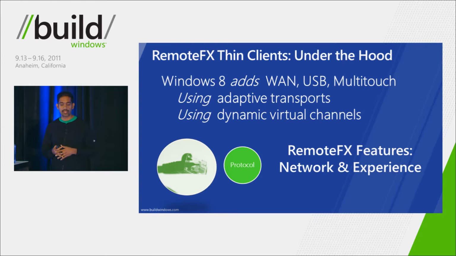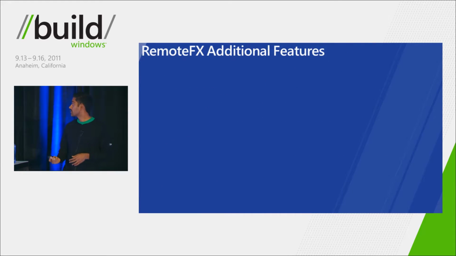And with USB remoting, you'll get access to the same kinds of devices in a remote desktop environment as well. And finally, I know you've heard a lot about multi-touch at Build, and you're going to hear about it a couple more times in today's talk, but we've added multi-touch support. Our goal has been that you can have the same kind of interaction with your desktop independent of whether it is local or remote. And that's been our goal, and we've done that: we've enabled WAN, USB, and multi-touch using adaptive transports, as well as dynamic virtual channels. So let's take a closer look at each of these pillars, if you will.